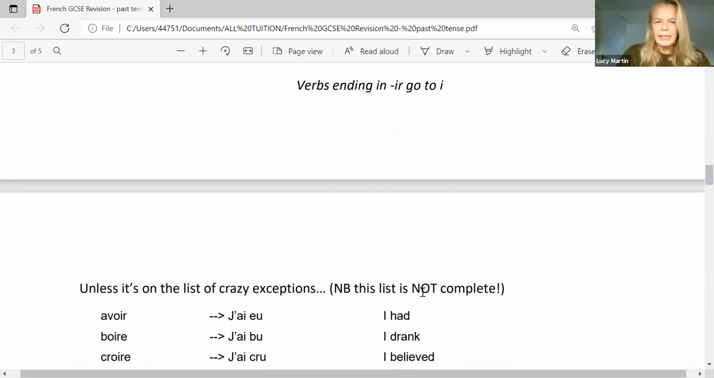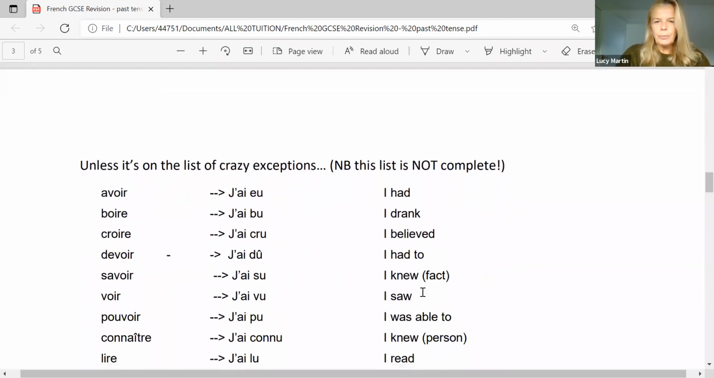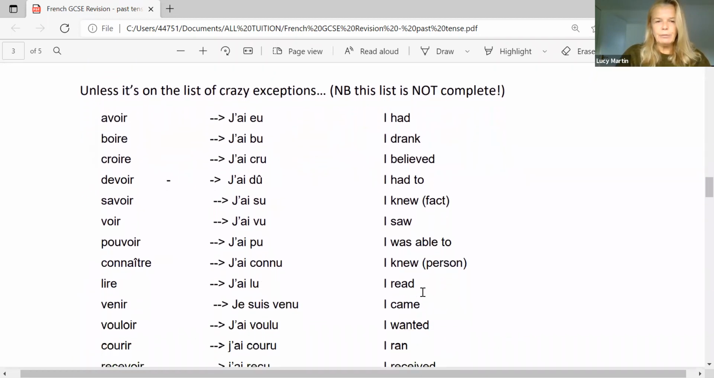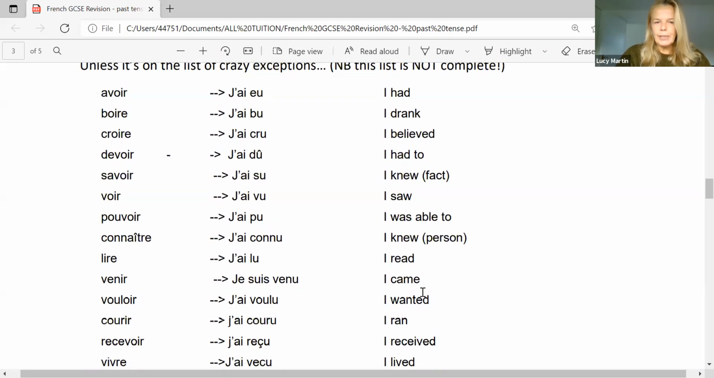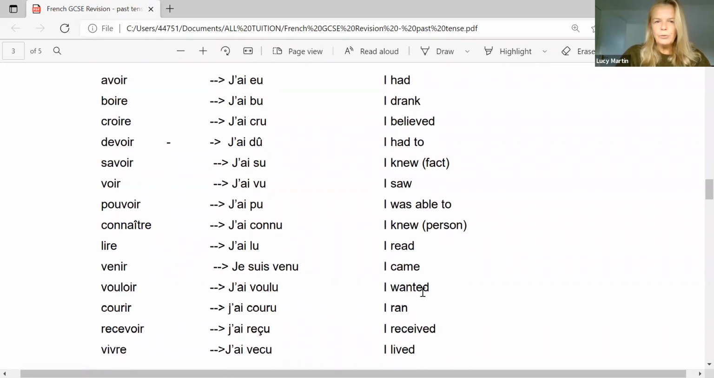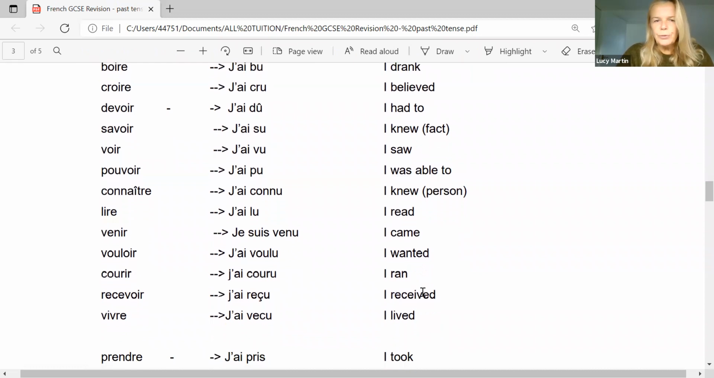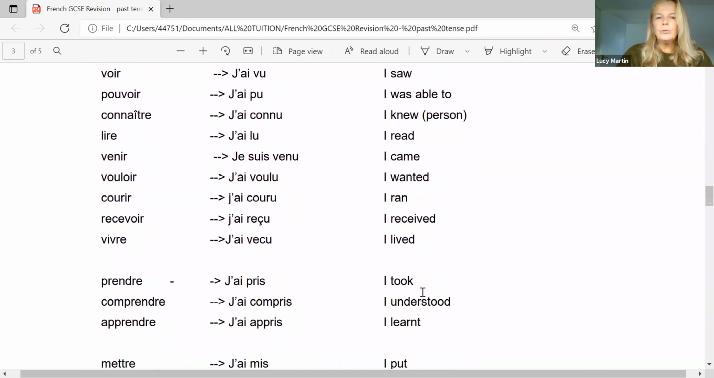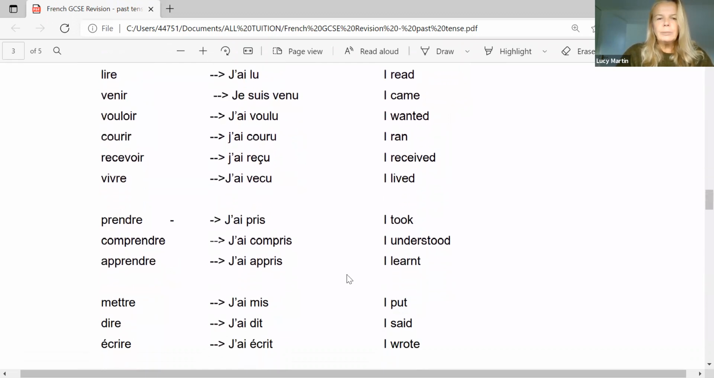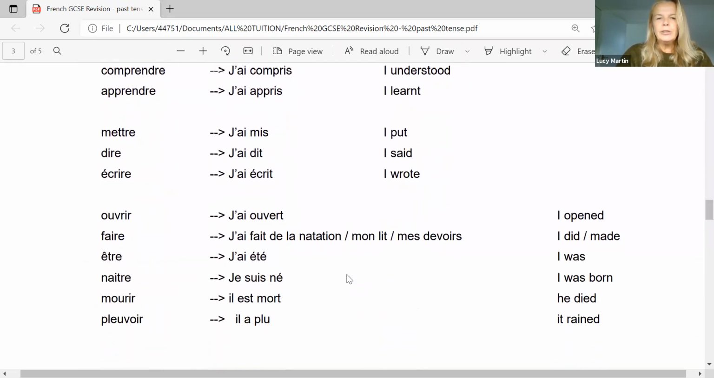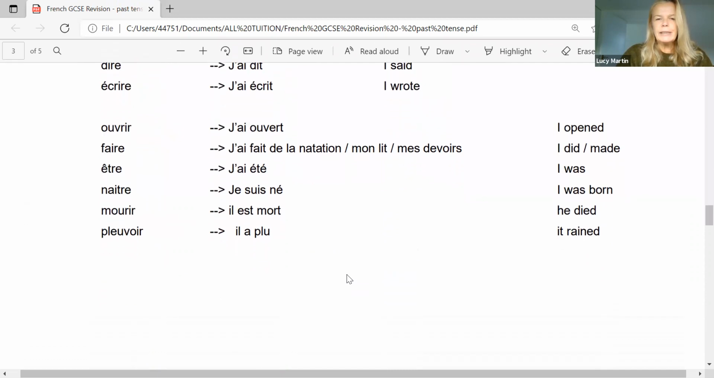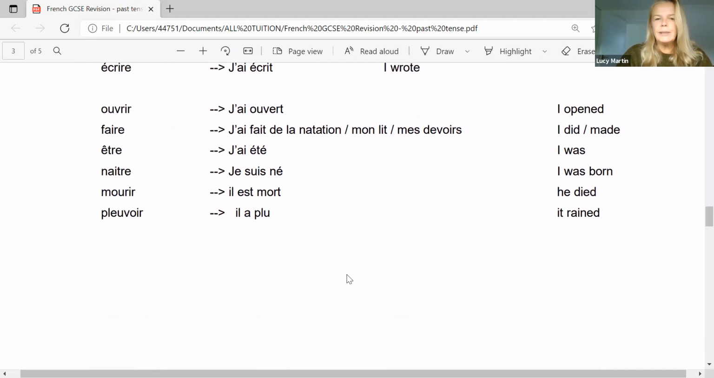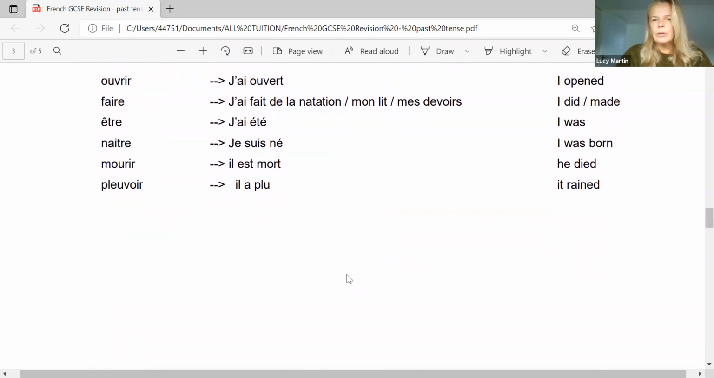I've got a page here of all the main exceptions, which you may recognize. Lots of them end in U. J'ai eu, j'ai bu, j'ai cru, j'ai dû, j'ai su, j'ai vu, j'ai pu, j'ai connu, j'ai lu, je suis venu, j'ai voulu, j'ai couru, j'ai reçu, j'ai vécu, j'ai pris, j'ai compris, j'ai appris, j'ai mis, j'ai dit, j'ai écrit, j'ai ouvert, j'ai fait, on était, je suis né, il est mort, il a plu.